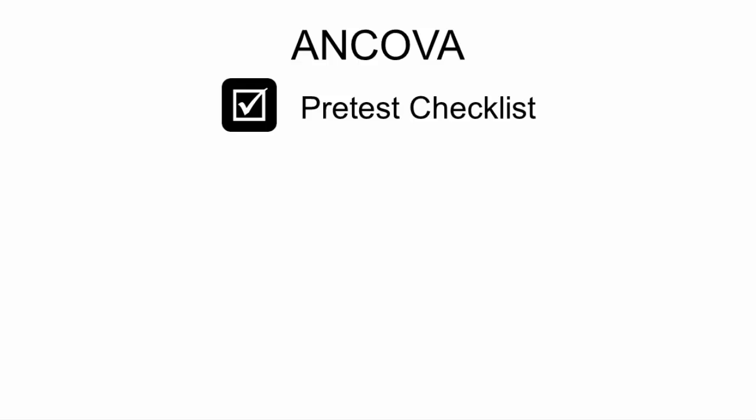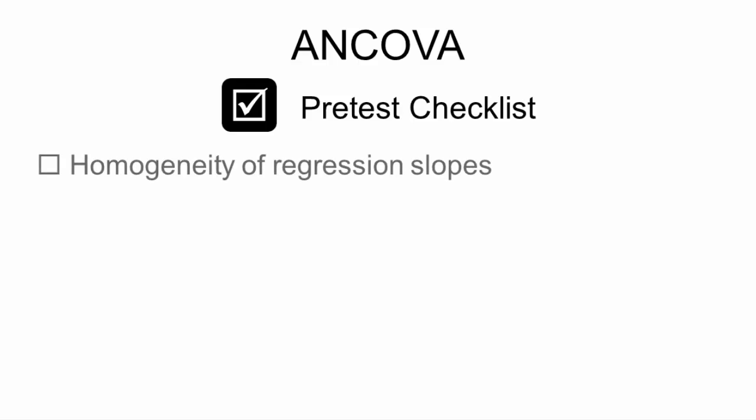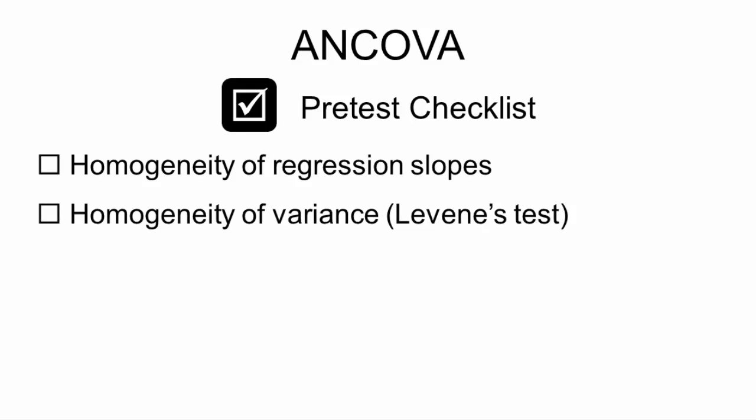The ANCOVA test has 2 pre-test criteria: homogeneity of regression slopes and homogeneity of variance, Levene's test. We'll check for homogeneity of regression slopes now. We'll see the results of the homogeneity of variance test when we run the ANOVA test.